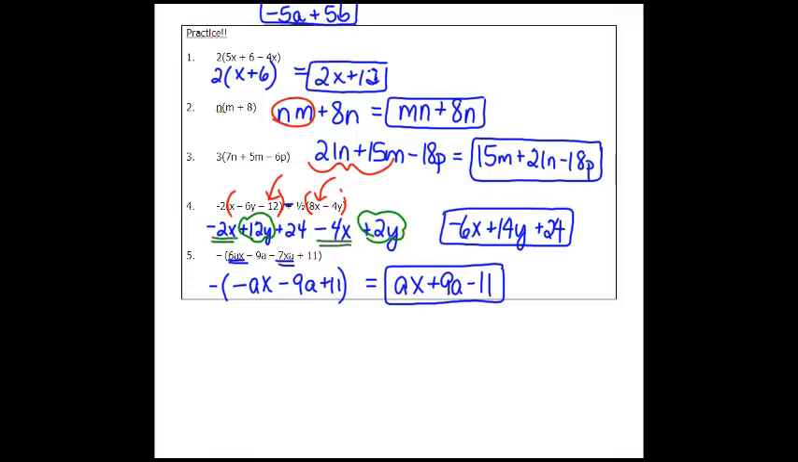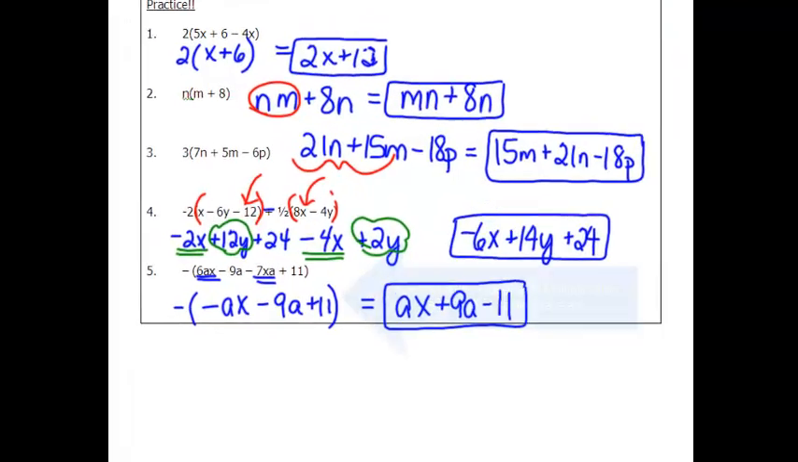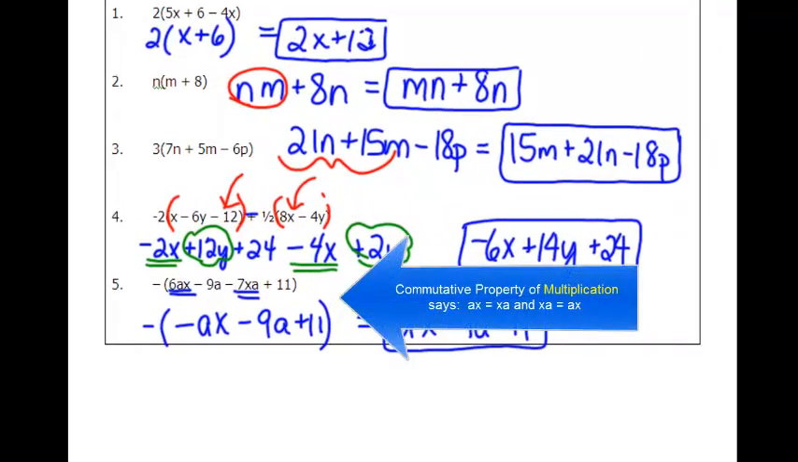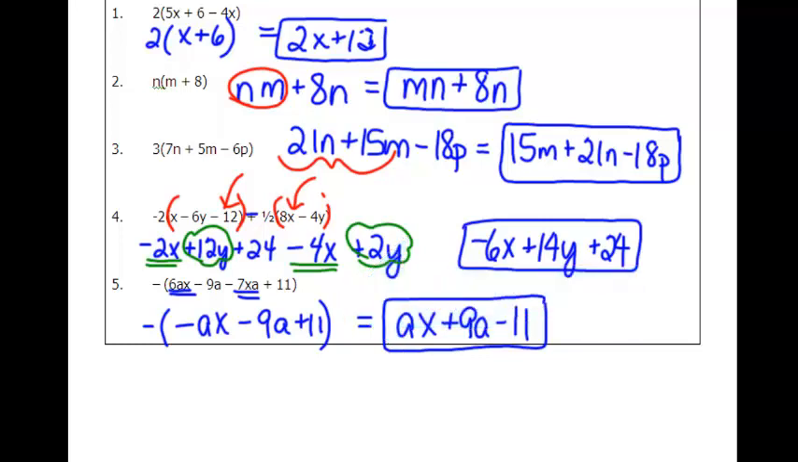In 5, the first thing I did was combine the negative 6ax with the negative 7xa because those are like terms. I got negative ax minus 9a plus 11. Then I distributed the negative and got a positive ax plus 9a minus 11. Thinking back to when I discussed how this is the opposite, if I think about this being the opposite of everything that's inside the parentheses, then that answer would make sense.